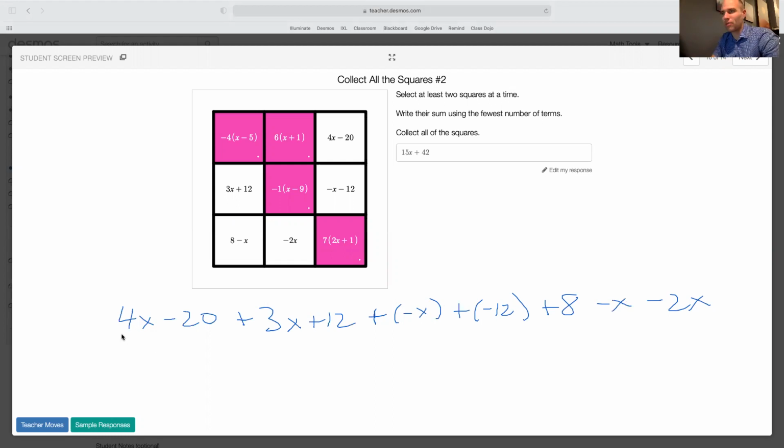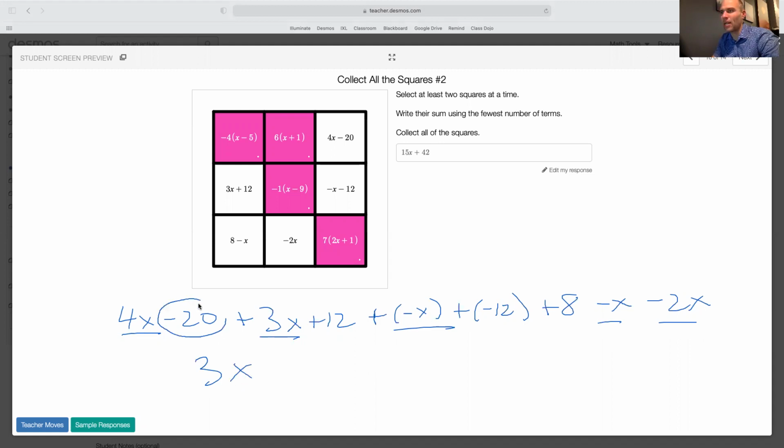All right, let's just do the x's first. We got positive 4x plus this right here makes positive 7x. Take one away, so we're back at 6x. Take another one away, we're at 5x. Take 2 more away, we're at 3x. All right, now let's do the constant terms.